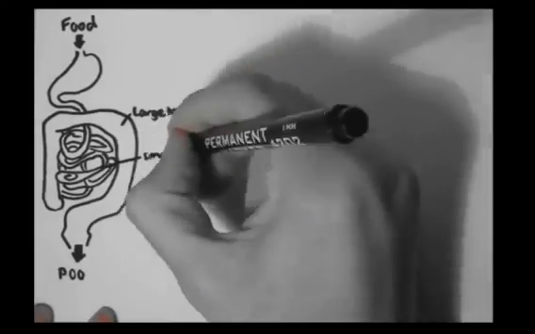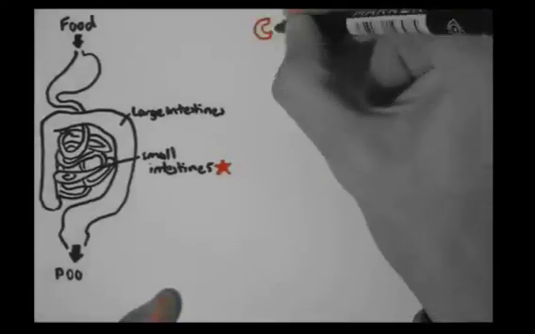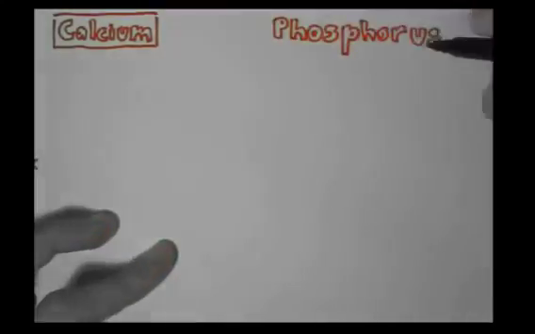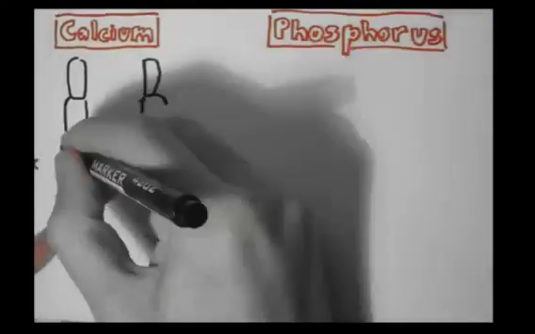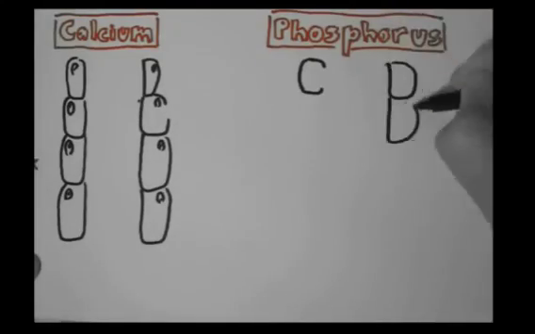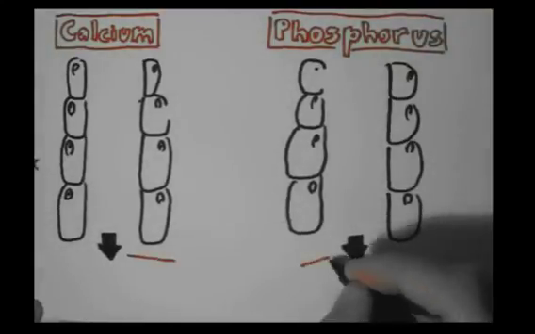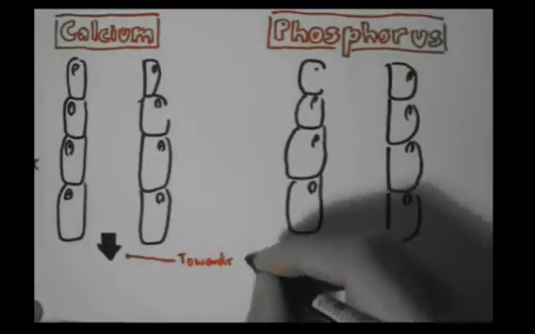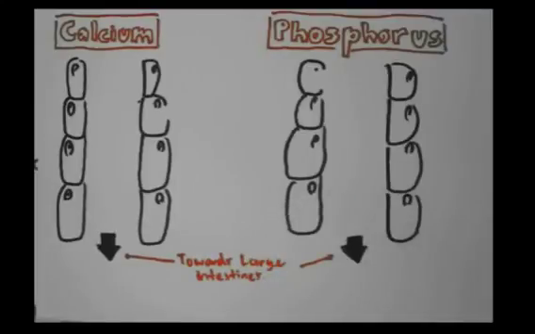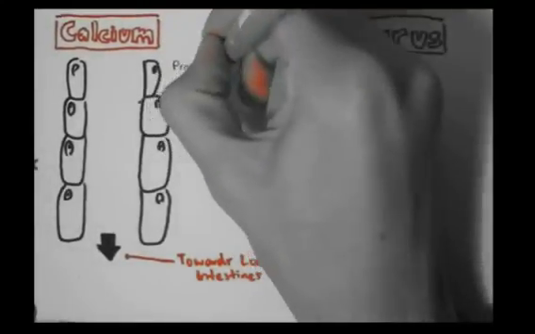The intestines are made up of the large and small. We will be looking at the small intestine. Calcium and phosphorus are predominantly absorbed in the small intestine. Now these are small intestines which I'm drawing. And these small intestines head towards the large intestines and then finally out as poo. Again, calcium and phosphorus are predominantly absorbed in the small intestines.